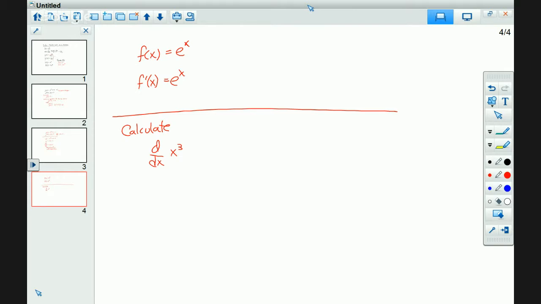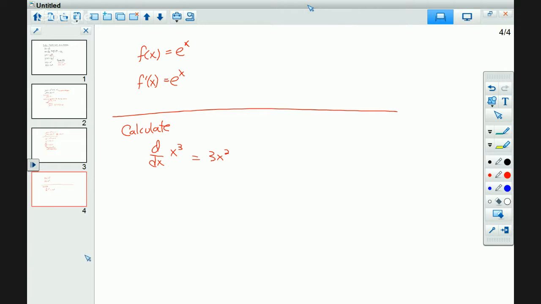This is the derivative with respect to x. Notice there's no f or y or anything, because there's no y equals or f of x equals. Same thing. Remember, because it's a factor. If you wanted to write it like that, it'd be the derivative with respect to x of x cubed plus 3x.